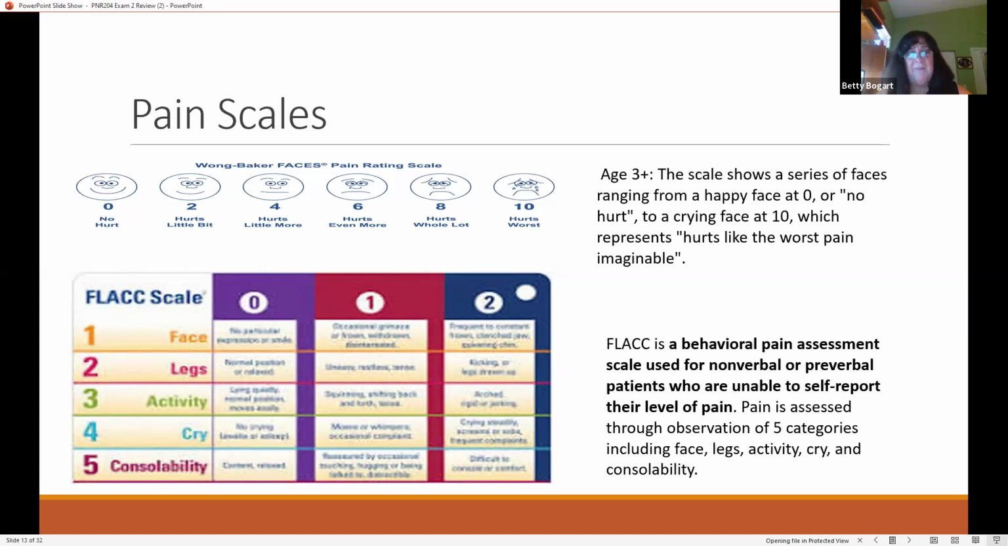Now, the FACES scale is for preschoolers. At age 3, they can point to the face that tells them how much they hurt. And they do a really good job at it. Now, the FLACC scale is for a nonverbal child, could be cerebral palsy, nonverbal, or it could be a young child less than 3 years old. And it measures the face, the legs, activity, crying, consolability. I've worked with it for many years. It's a great scale and it's extremely accurate.